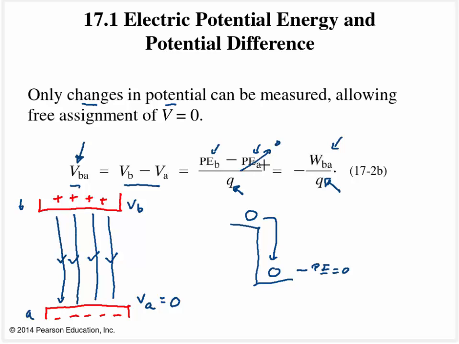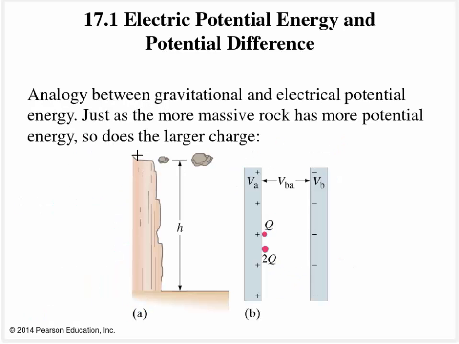So I'll strike through and put a 0 right there. We can take this analogy between gravitational potential energy and electric potential energy just a little bit further. Consider two rocks with different masses. Remember, gravitational potential energy was mass times gravity times height.